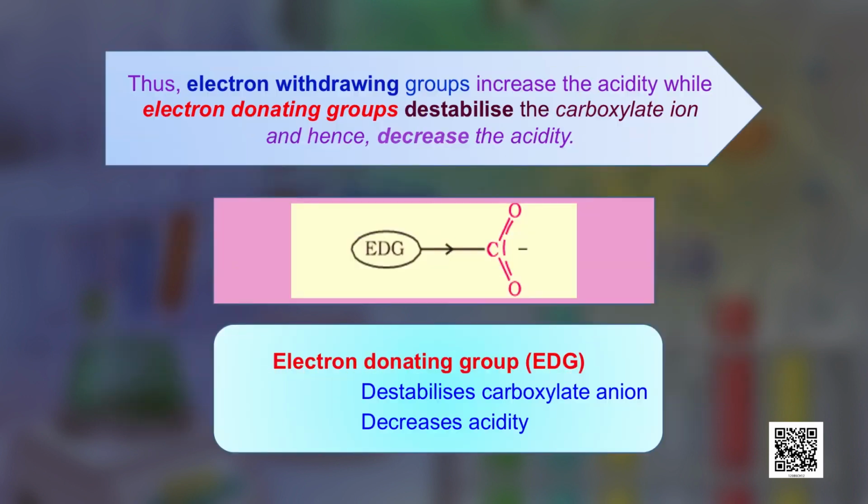But what happens if electron donating groups are present? They destabilize the carboxylate ion and therefore decrease the acidity of the carboxylic acid. So, you can easily compare that if an electron withdrawing group is present, acidity will be increased, while if electron donating groups are present, acidity will be decreased.